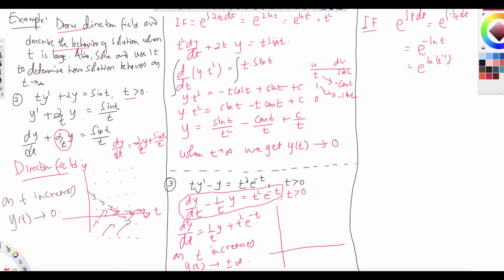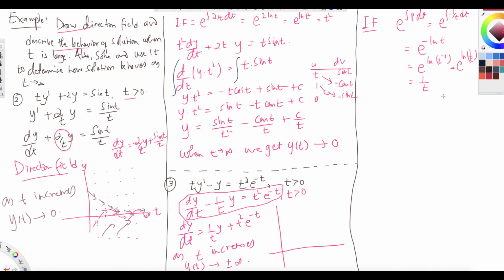That negative can go to the exponent, so that is e to the natural log of 1 over t. So e and natural log cancel out. Before you can cancel natural log and e, you need to move that negative sign first and make the natural log free from the coefficient. So it is 1 over t. 1 over t is basically the integrating factor.